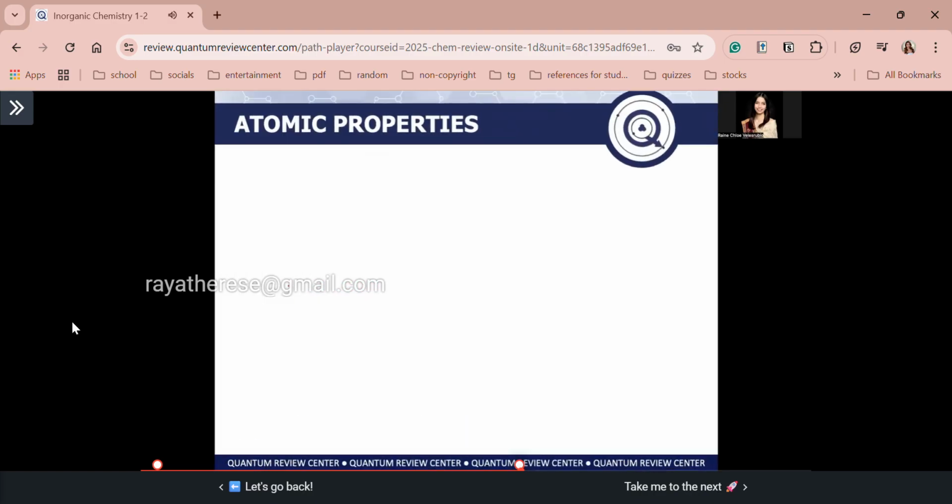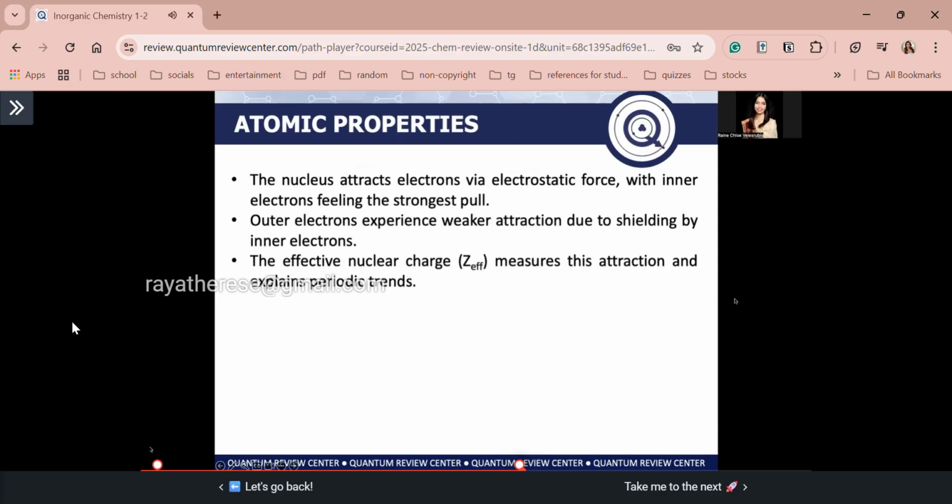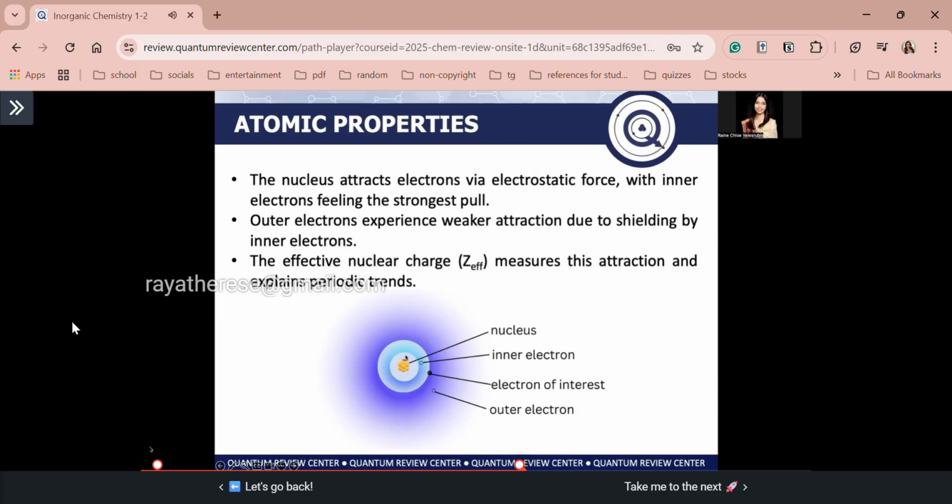Guys, recall from your bridging course that you discussed periodic table. Now, we will explore in depth the periodic table, the periodic trends, and how it explains the properties of bonds. So, the main basis of periodic trends is the effective nuclear charge. So, the nucleus, yung nasa gitna, it attracts electrons through electrostatic force. Okay? Now, the inner electrons dito sa loob feel the stronger pull, while outer or valence electrons experience weaker attraction to the nucleus. Now, bakit?